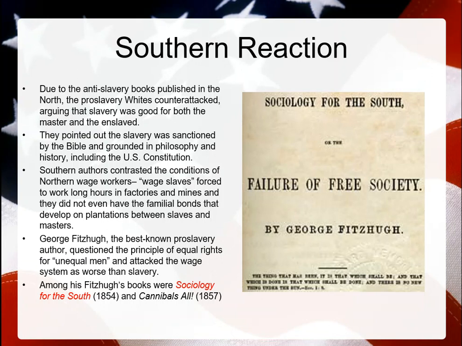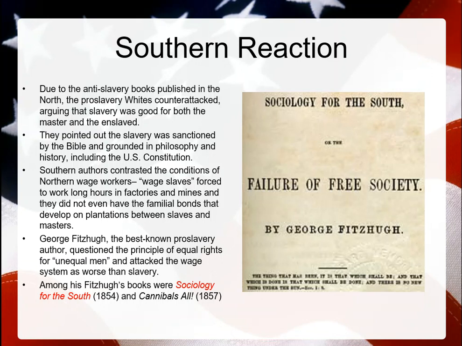Southern authors are going to contrast the conditions of the Northern wage workers, or wage slaves, forced to work long hours in factories and mines up in the North. They're like, look, you've got the same kind of slavery, you just give them a wage, but they're still slaves, still working away each day in the factory, and they don't even have the familial bonds that happen on a plantation between the slave and its master. So, again, that's their argument.